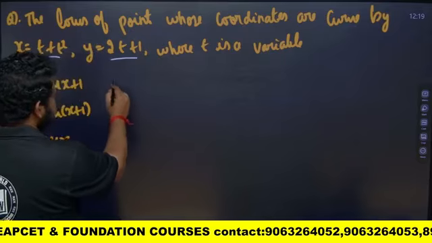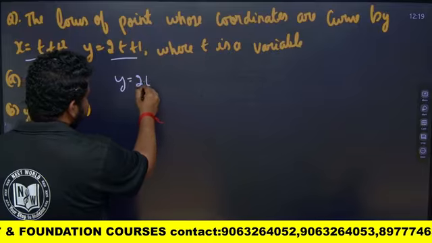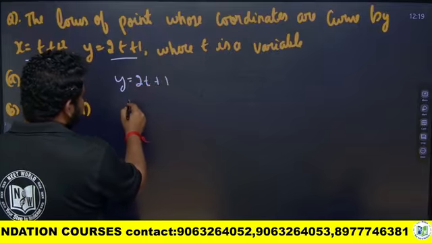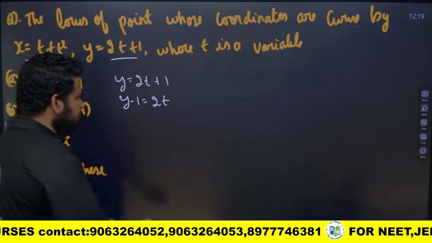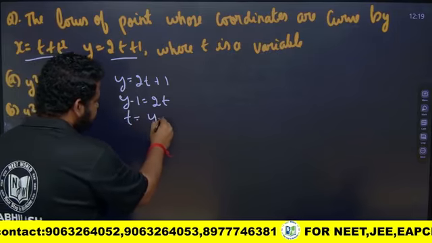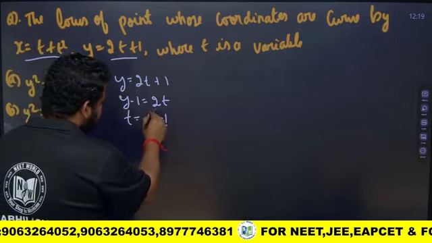They are asking the locus of a point. So first I have y is equal to 2t plus 1. So I can write it as y minus 1 is equal to 2t. So t will become y minus 1 by 2.